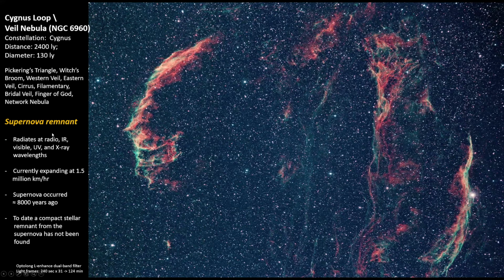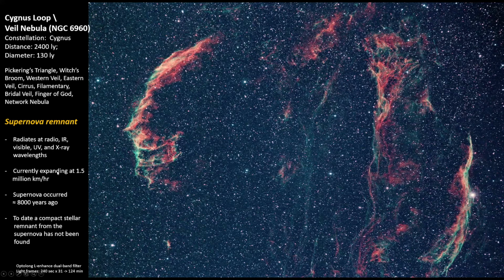As such, the supernova explosion is a very energetic event, and these gases are excited to very high energy states. Thus, you get radiation across the spectrum from the Veil Nebula in the radio, infrared, visible, UV, X-ray, the whole ball game. And obviously, what I show here is just in the optical visible. The envelope of this supernova remnant is expanding at 1.5 million kilometers per hour.